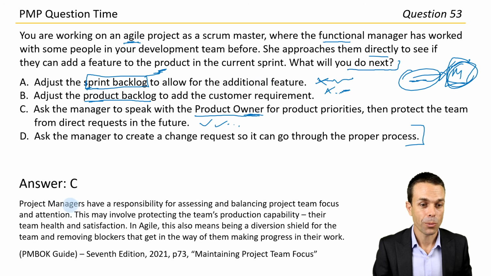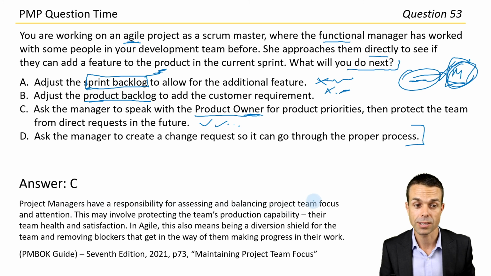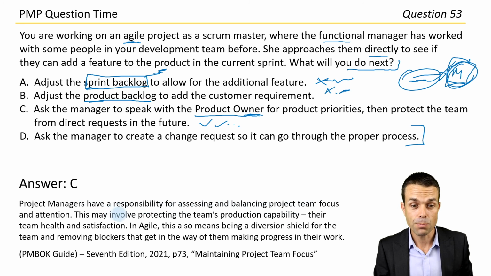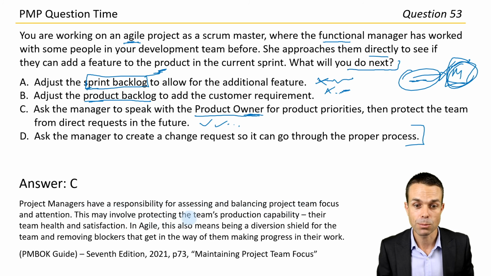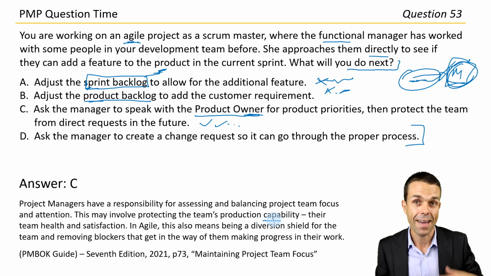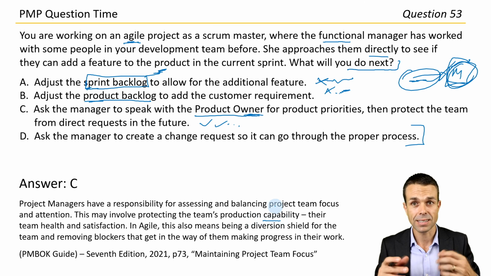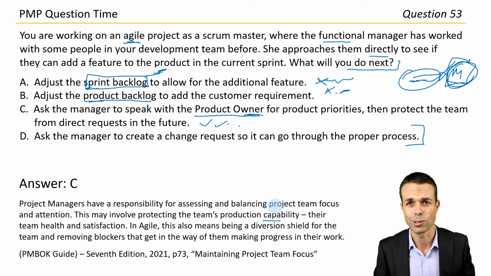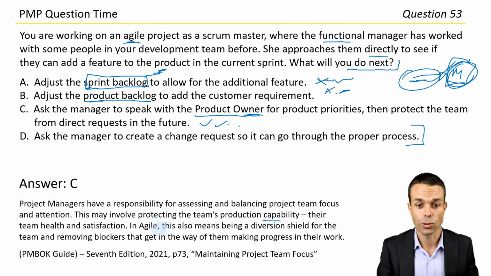Fantastic work. Project managers have a responsibility for assessing and balancing project team focus and attention. This may involve protecting the team's production capability, so their team health and their satisfaction, protecting them from all of these outside influences and the politics and all of the stuff that goes on that isn't valuable to their work. In Agile, this also means being a diversion shield.